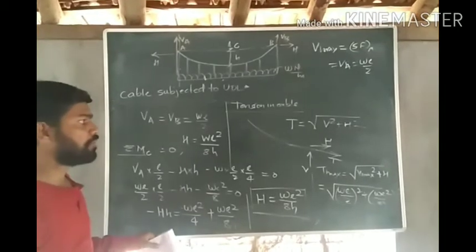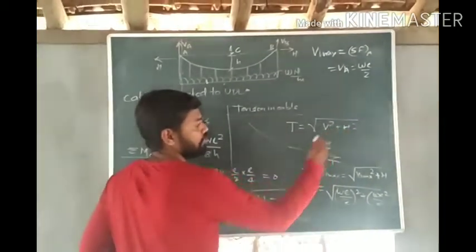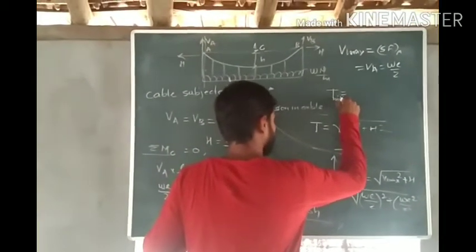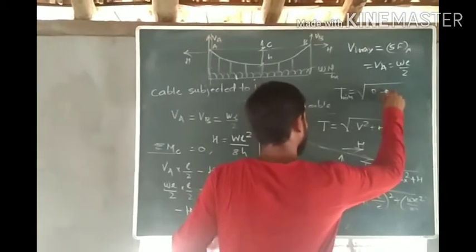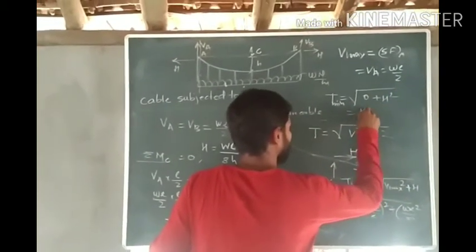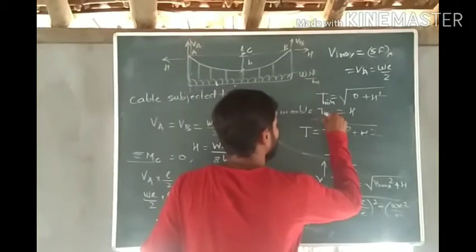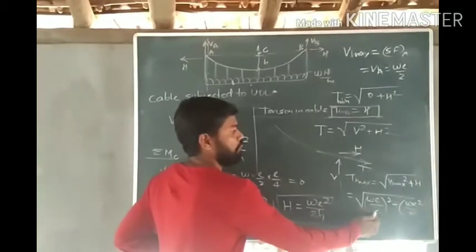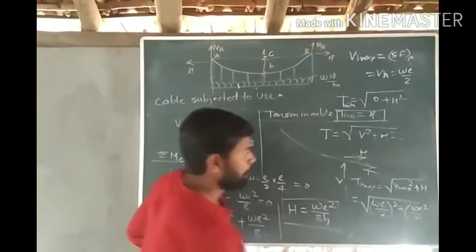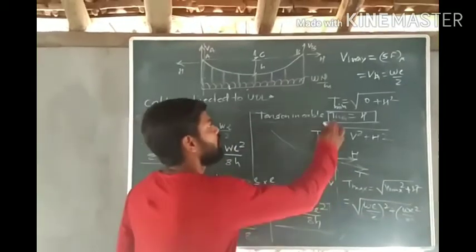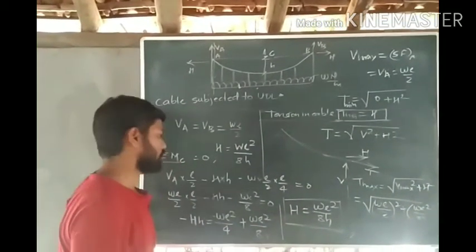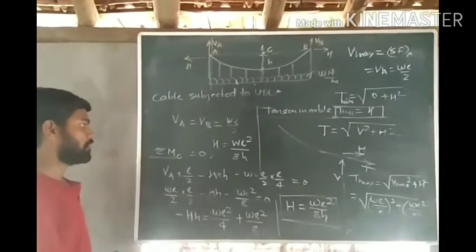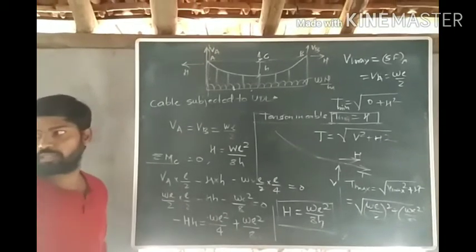So now tension minimum: when V is 0, tension will be minimum. So when V is 0, it is 0 plus H square, so it gives T minimum. Okay. So T max can be calculated as under root V max square plus H square, and T minimum is nothing but equal to the horizontal thrust. Okay. So this is how we can calculate the tension in the cable as well as horizontal thrust when uniformly distributed load is applied.